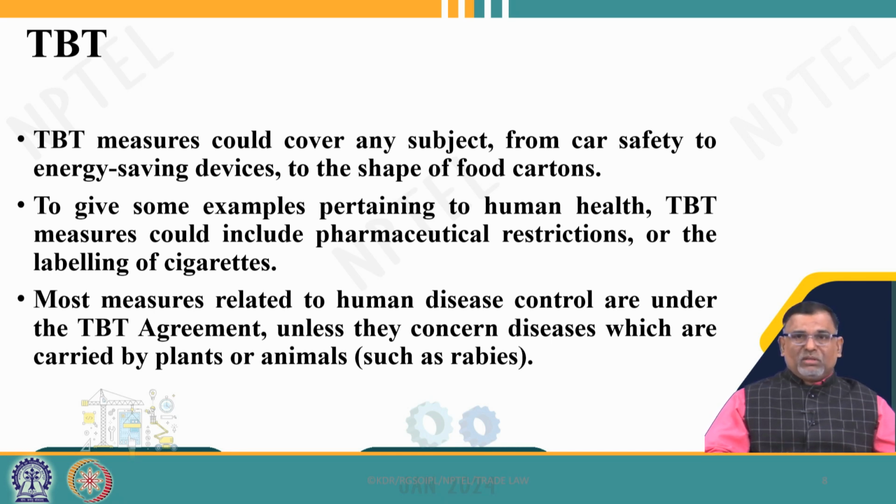For example, in India, every electrical product should have an ISI, the old ISI mark, and the new BIS mark. There may be a standard for the shape of food cartons. We will see later what the new packaging rules are, and also you can see they include pharmaceutical restrictions, labeling, health warnings, labeling on cigarette packets, and also disease controlling mechanisms. So, plants, animals, etc. We saw that all these are related to the SPS measures, not related to the TBT agreement.